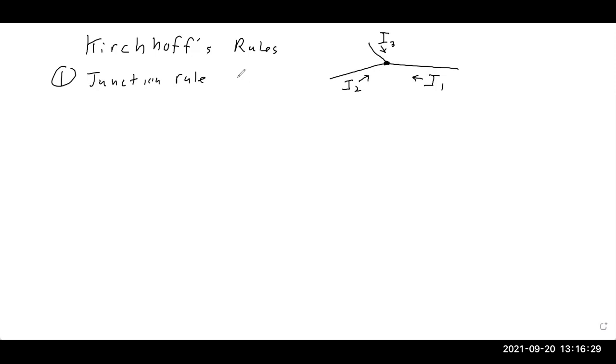To put it mathematically, the currents sum to zero. Or, the sum of the currents is zero at any junction. If you want to look at this rule with a different sign convention, you can just use current in equals current out.